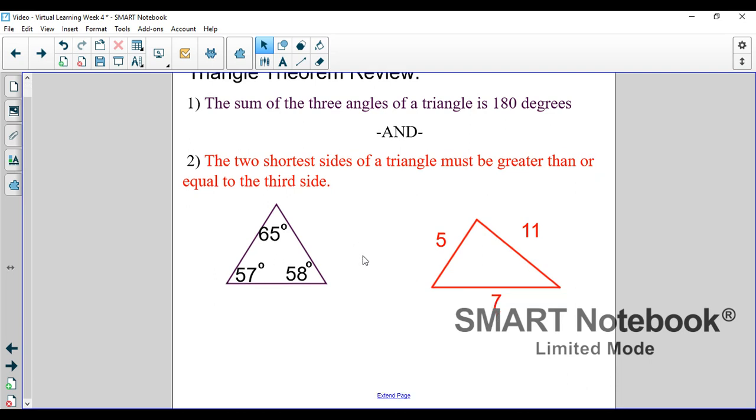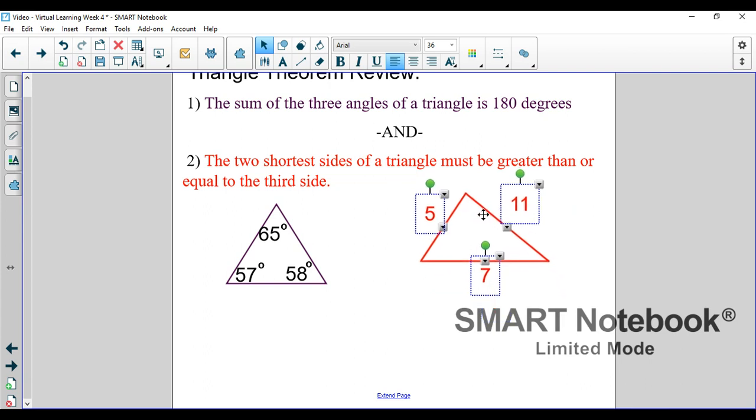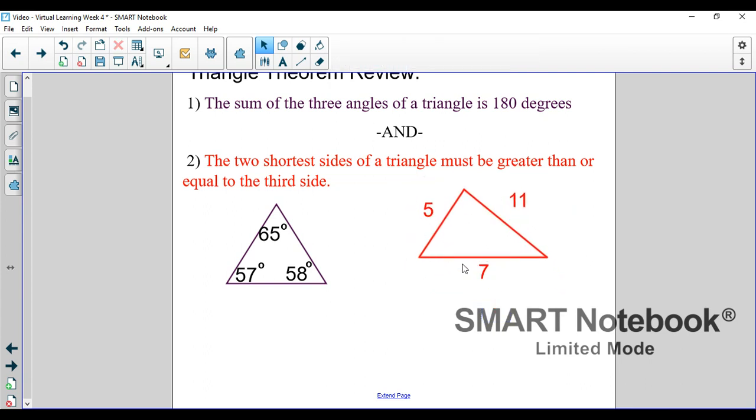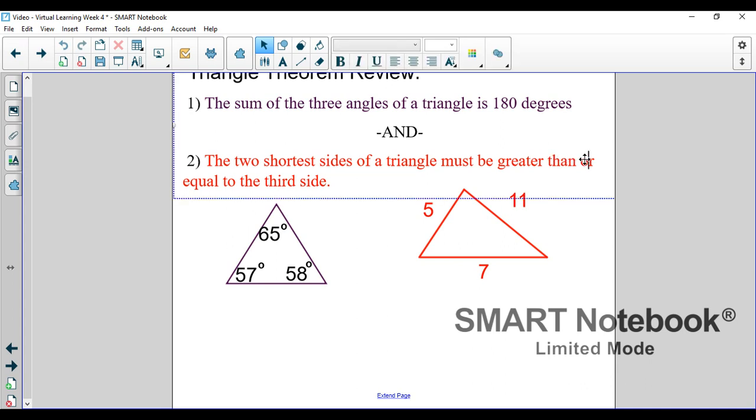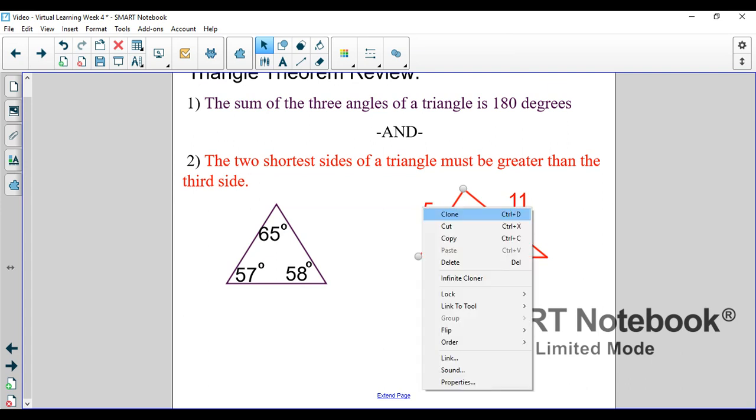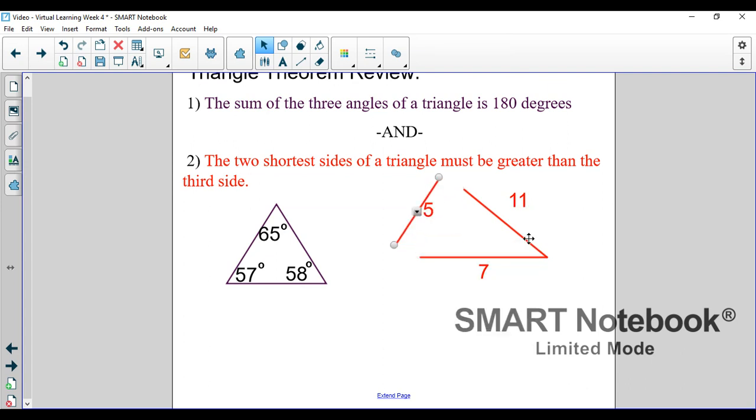The other triangle rule that we deal with is the side theorem. That's talking about the two smallest sides when added together must have a sum greater than the third side. Okay, sorry, that says or equal to. It should just be greater than the third side. So again, if I had sides of 5, 11, and 7, when they combine, they would make a triangle because 5 plus 7, the two small sides added together, have a sum of 12, and 12 is greater than that largest side, 11.